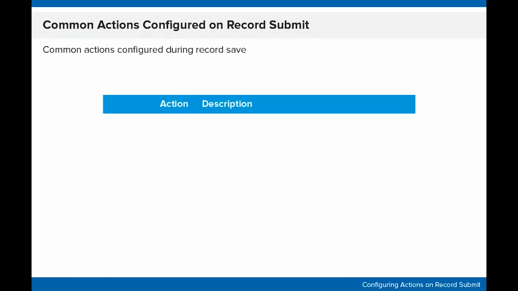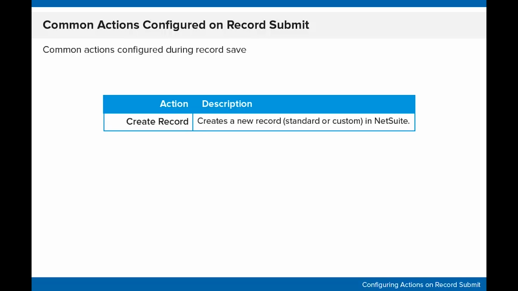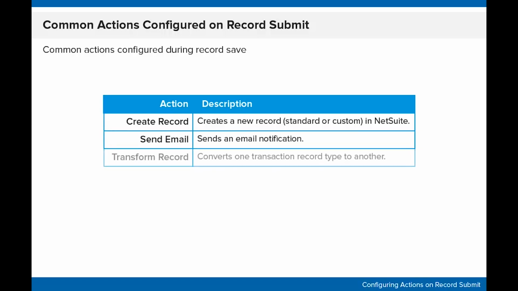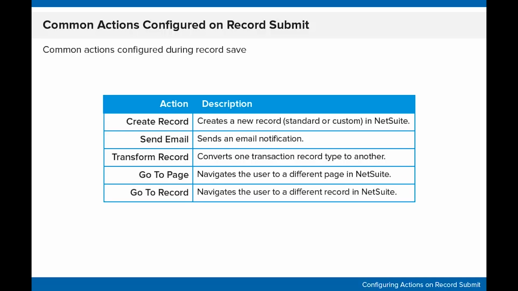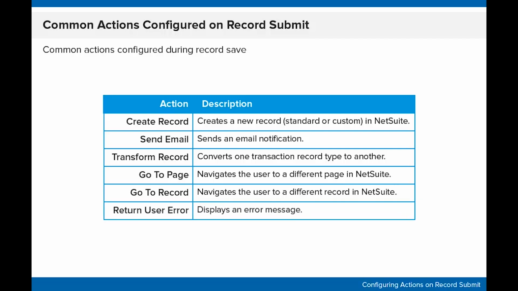Common actions configured during record submit include the create record action, which creates a new record, either standard or custom, send email, which sends an email notification, transform record, which converts one transaction record type to another record type, go to page, which navigates the user to a different page in NetSuite, go to record, which navigates the user to a different record in NetSuite, and return user error, which, as we've seen, can be used to display validation error messages.